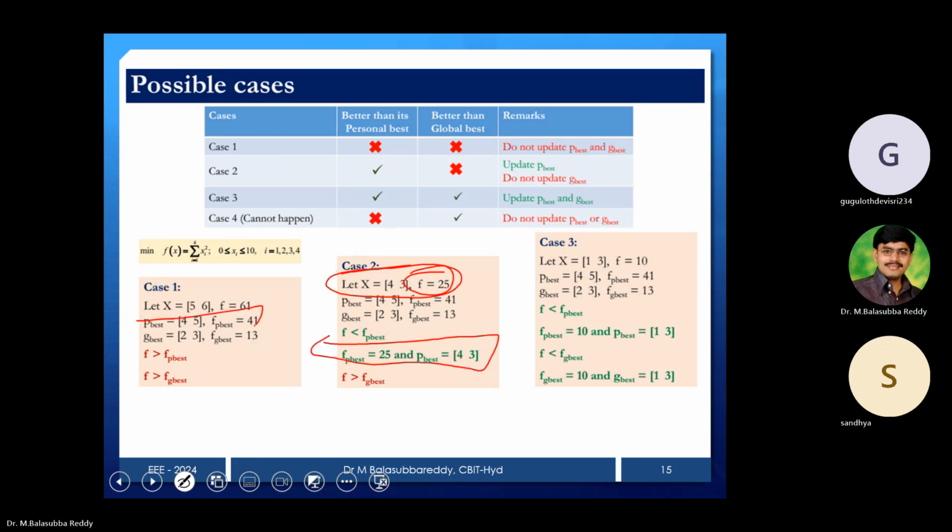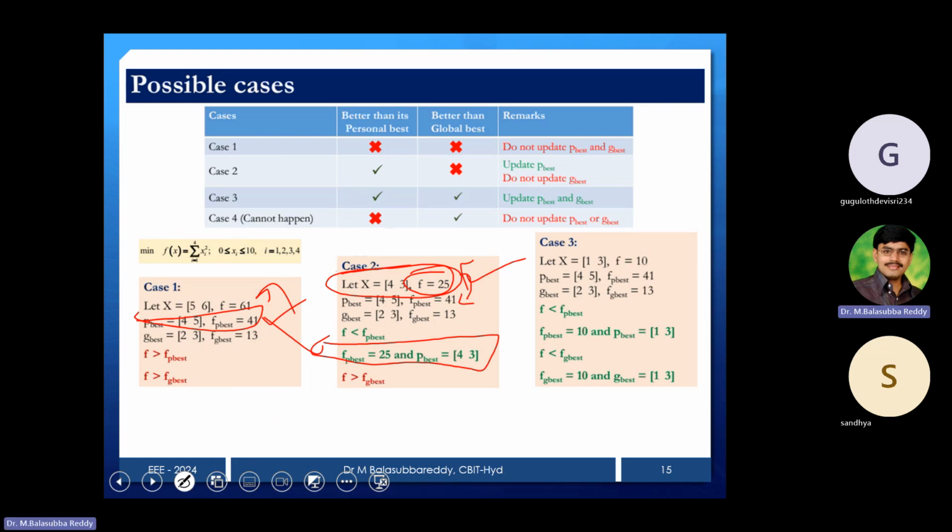Earlier it was 41, 4, 5: x1 value is 4, x2 value is 5, and function value is 41. But above that, a 61 is there. That's why we keep on using this. But after some other iteration, we got an updated value. Function value is 25. Now you have to compare 25 and 41. So 25 is the best solution. That's why we modified the P best.